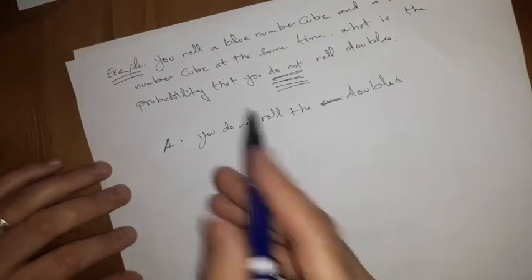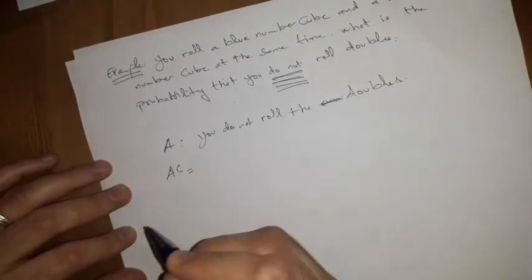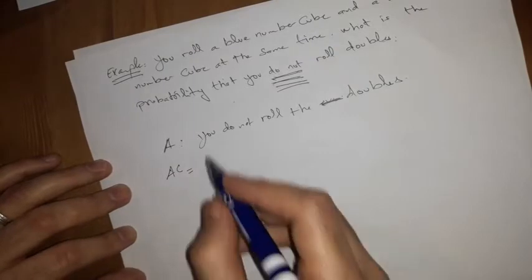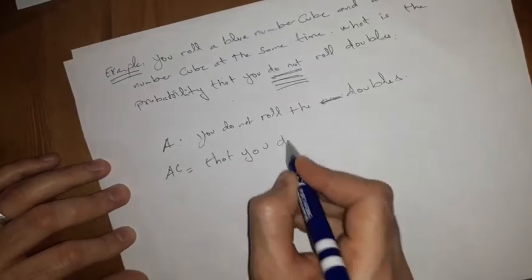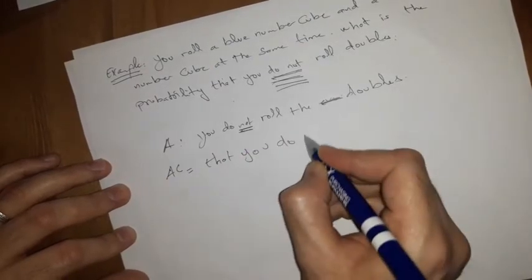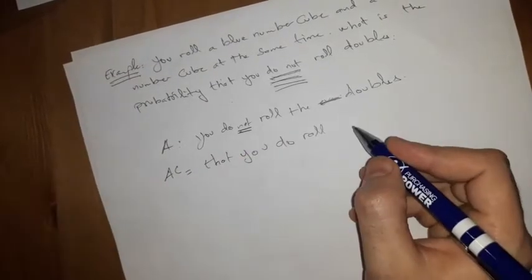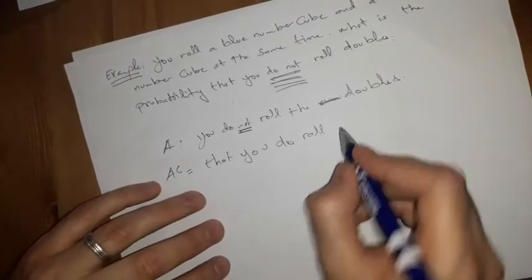So what is the complement of A? The complement of A means that you do roll doubles. This is the complement of it, right? You do roll doubles.